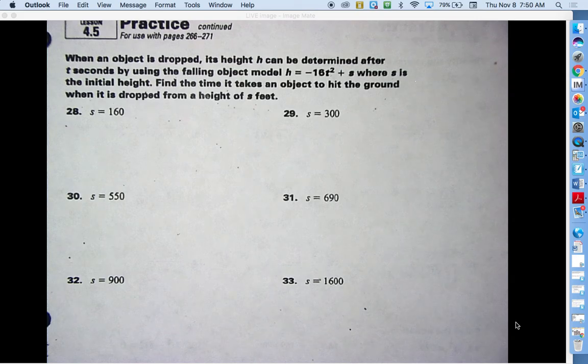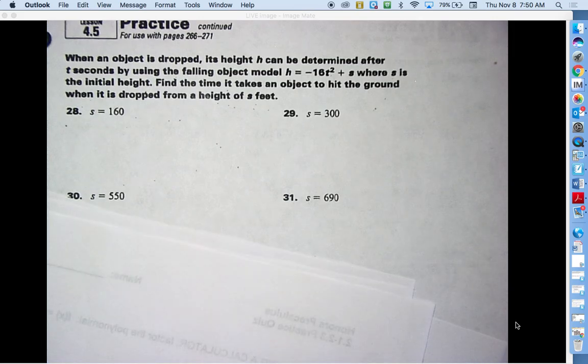So I'd like to flip it over and look at one of the problems on the back. So 28, 30, and 32 say when an object is dropped, its height can be determined after t seconds by using the following object model. So we're talking about something just physically falling. So there's no arc to it, it's just being dropped from a building, being dropped from a tree, being dropped from, I don't know, a mountain, a cliff, like it's just literally being dropped, so it's falling down.